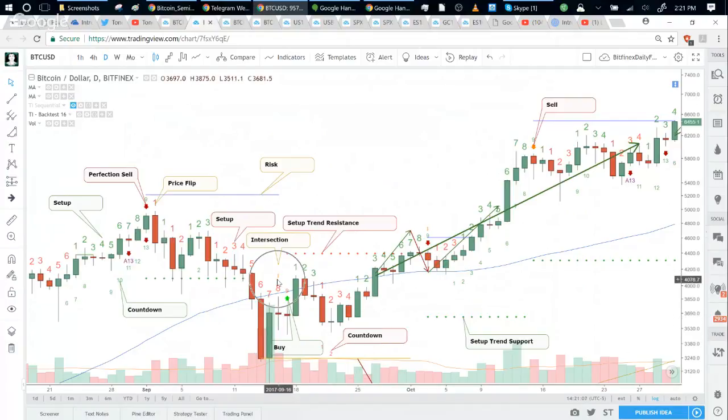Yeah, the intersection is here. You actually don't even have the intersection listed here, but I'll briefly talk about that as well.